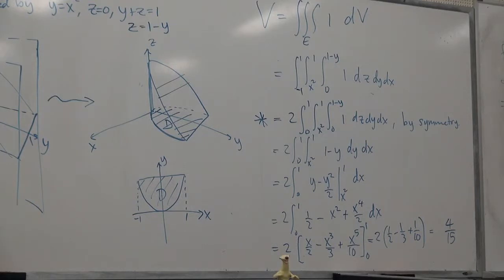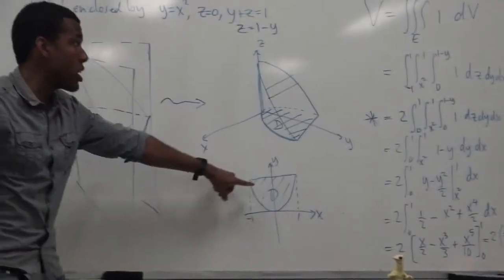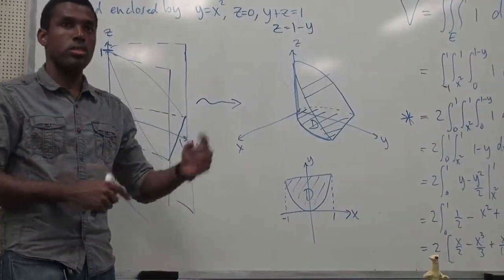But again, a lot of times it's nice to be able to draw the object, figure out where you want to project, and that's going to help you set up the 2 outside integrals easy peasy. And then the rest is going between the 2 surfaces.